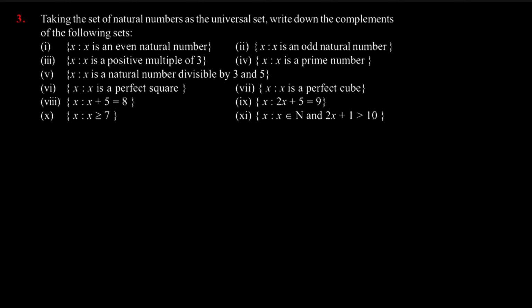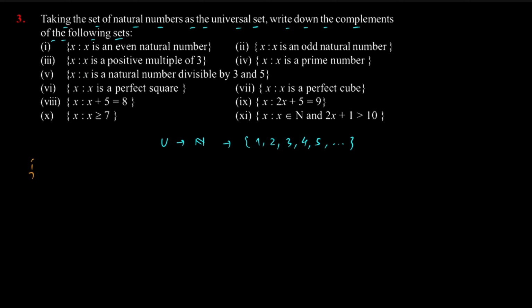Towards the next question, question number 3. Taking the set of natural numbers as the universal set, write down the complements of the following sets. Here in this very question, we are given a universal set which contains all natural numbers. So the universal set in this case is the set of natural numbers. The elements of this set will be 1, 2, 3, 4, 5 and so on. Now the question is that we'll have to find the complements of all these sets.